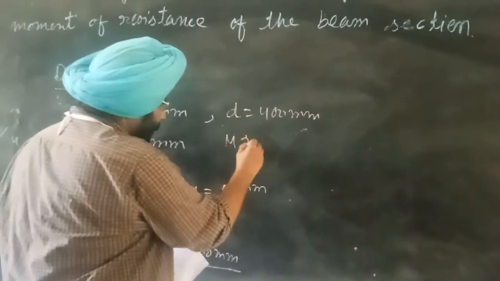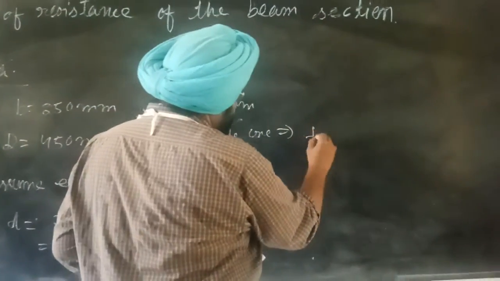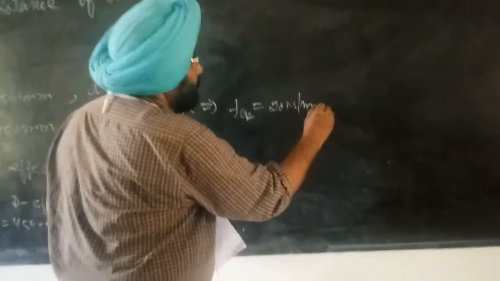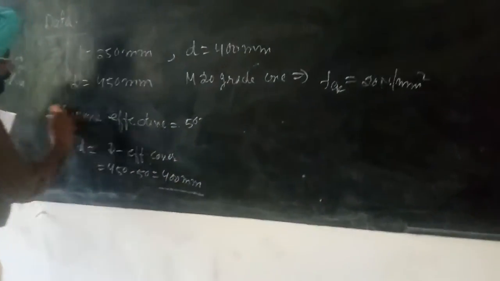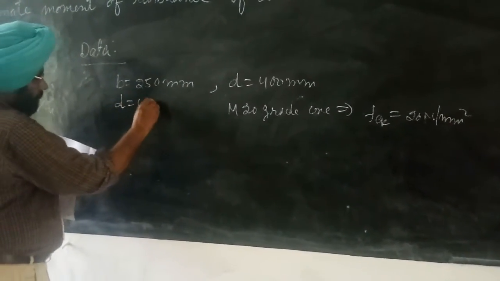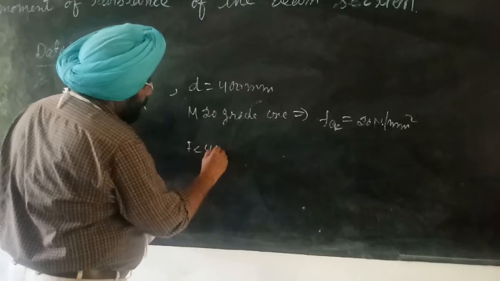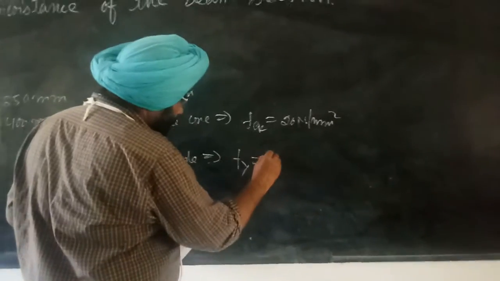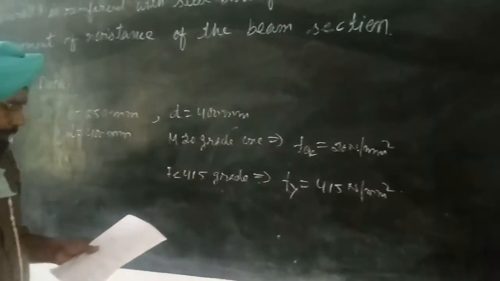Then the grade of the concrete is M20. M20 grade concrete means f_ck, the characteristic compressive strength of the concrete, is 20 Newton per square millimeter, and the grade of the steel is Fe 415. Fe 415 grade steel means f_y, the yield stress of steel, is 415 Newton per square millimeter. So this much data is given to us.